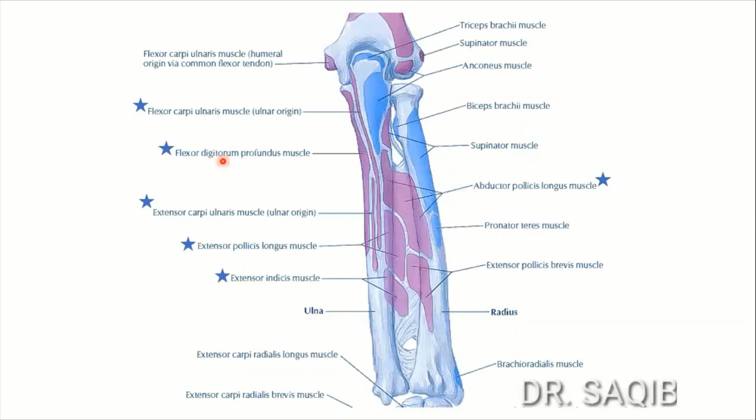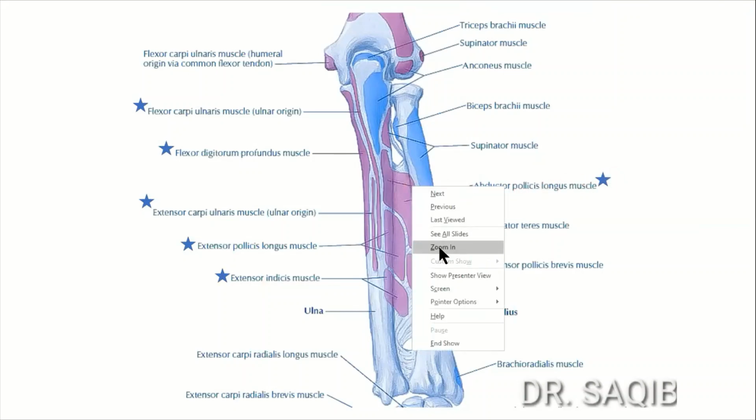this is, first of all, the flexor surface. And here you could see various muscles in their order, flexor digitorum profundus here. This is flexor carpi ulnaris. This is extensor carpi ulnaris. And here you could see three more muscles in the extensor surface: extensor pollicis longus, extensor indicis, and this is the abductor pollicis longus muscle, right?